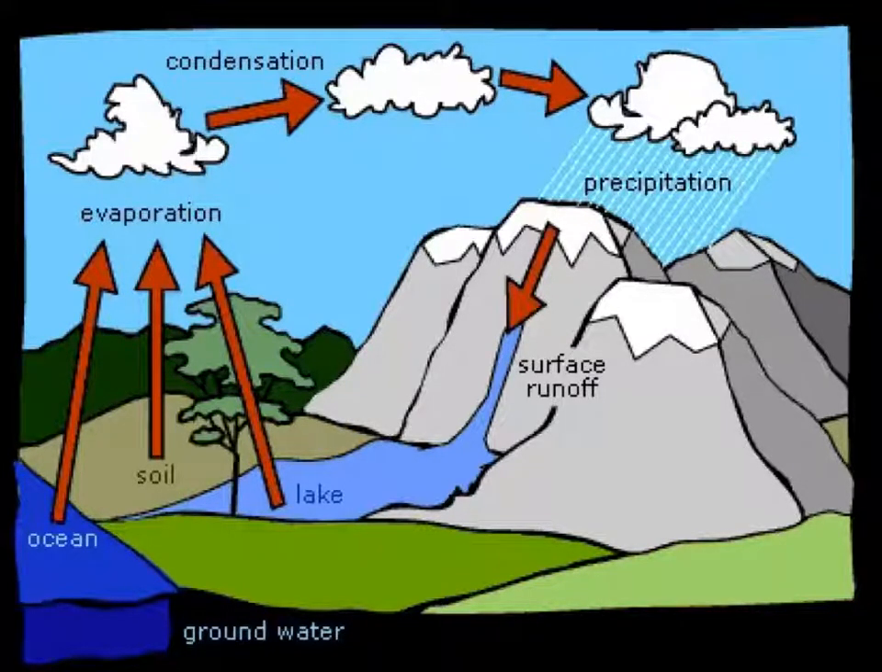The water from the oceans, lakes, and rivers turns into water vapor, which is called evaporation. Then the water vapor turns into millions of tiny droplets that form clouds, called condensation. Then these clouds lose the water as rain or snow, which is called precipitation.